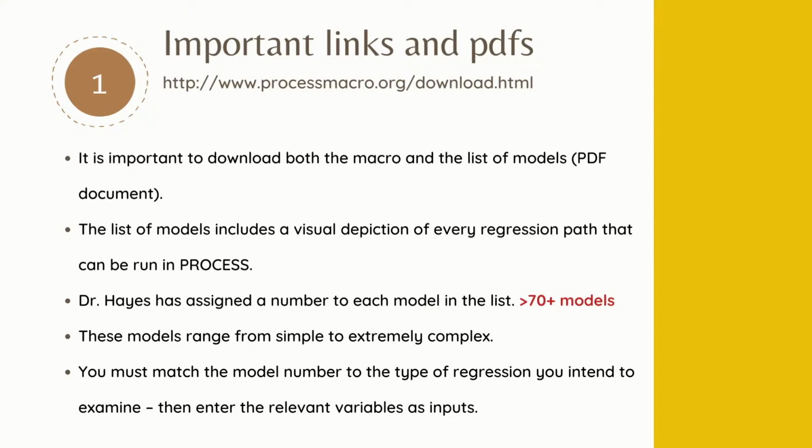On this slide, I'm sharing all the important links or PDFs you should have at hand before we proceed. It's important to download both the macro and the list of models, see the link above, because the list of models will include a visual depiction of every regression path that can be run in PROCESS. I'm a visual person, so you will see in the next slides examples of maybe 3 or 4 models to give you an idea how this macro can process different types of models.